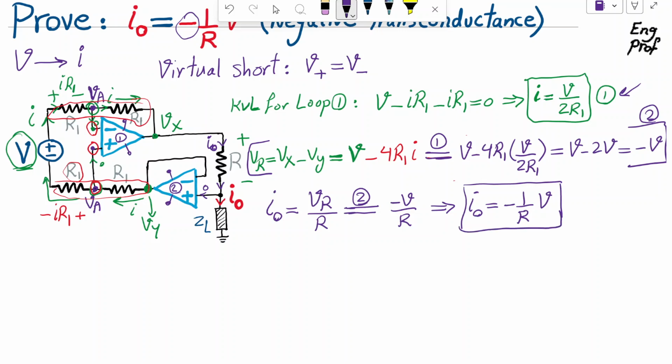So again, this circuit realizes a negative transconductance, and effectively we have designed a current source, a negative current source, that is controllable via the input voltage V and a resistor R as the parameter of the circuit. I hope that this is helpful.